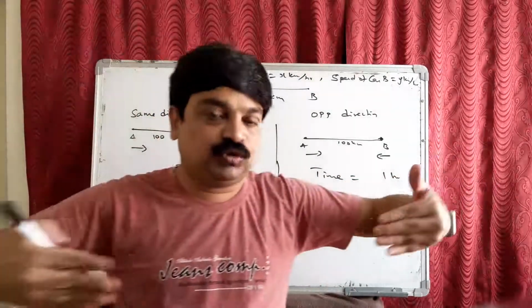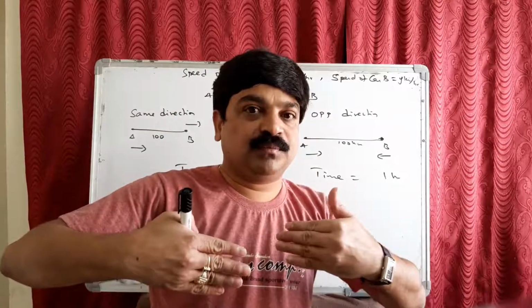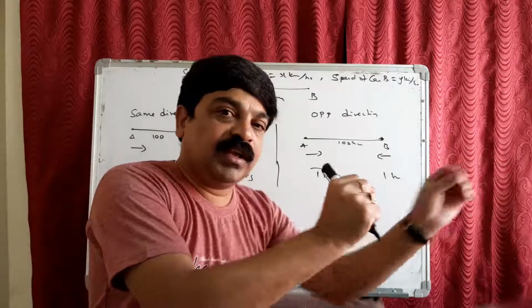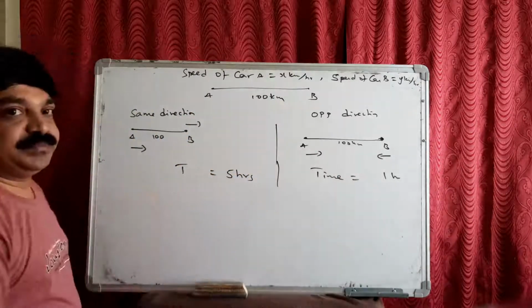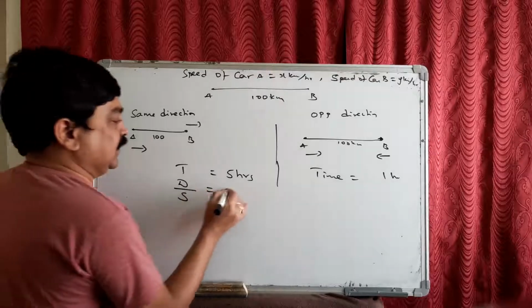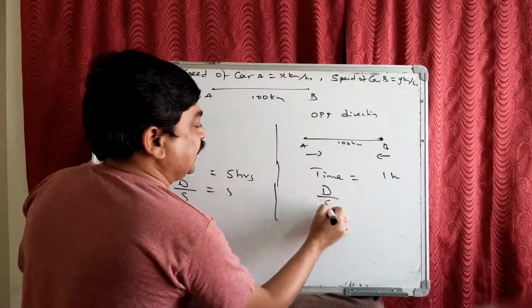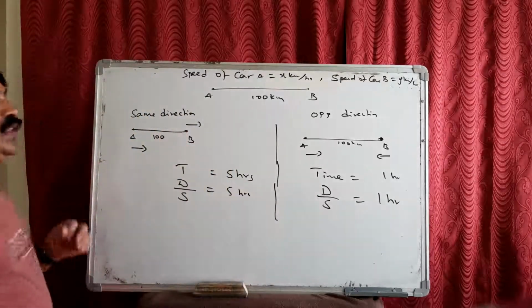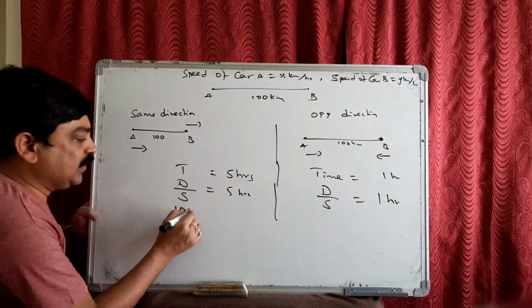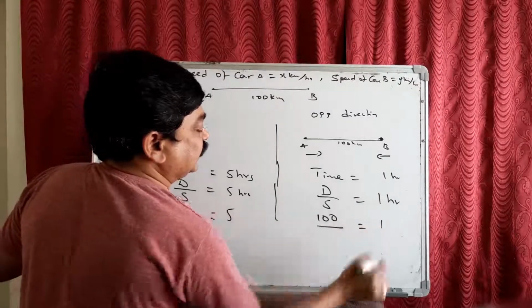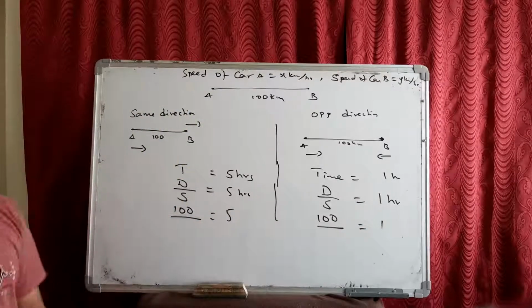That means when they come towards each other, it usually takes a short time. But when you want to overtake, because both are moving, it takes more time. So what's the formula of time? Distance by speed. Distance by speed, 1 hour. This is 5 hours. What is the distance in both? 100 by, 100 by. Now what about the speed here?